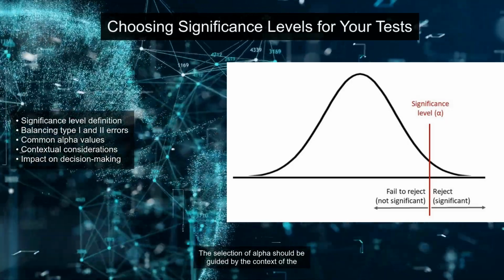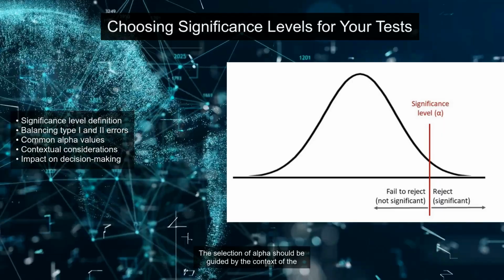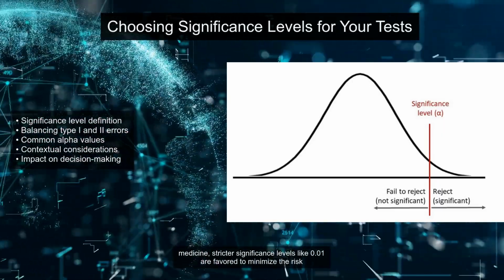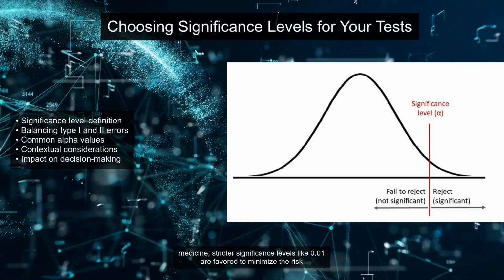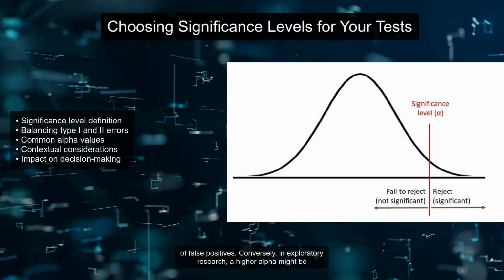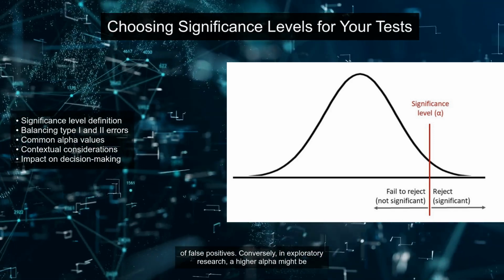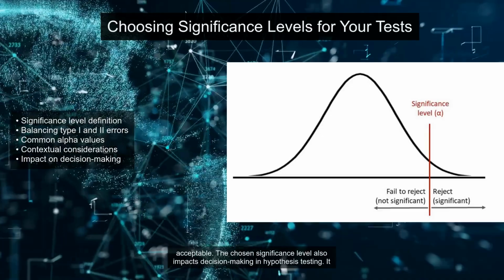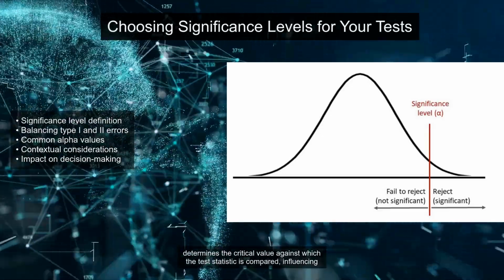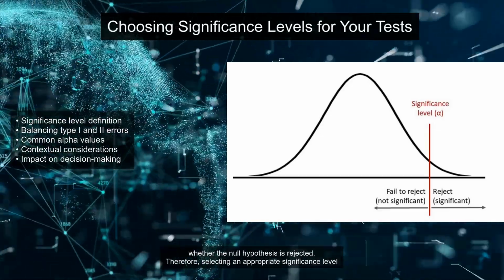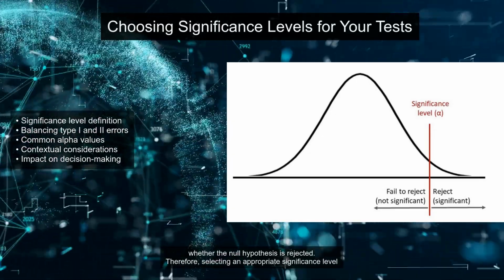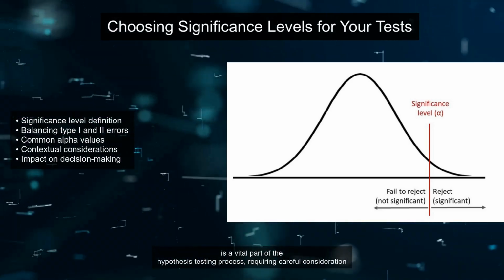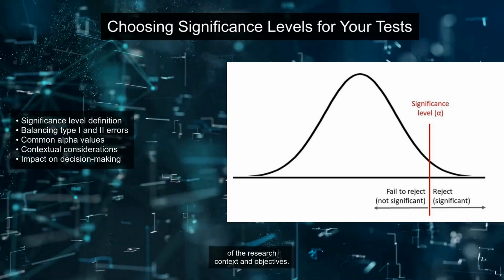The selection of alpha should be guided by the context of the research and the consequences of potential errors. In some fields, such as medicine, stricter significance levels like 0.01 are favored to minimize the risk of false positives. Conversely, in exploratory research, a higher alpha might be acceptable. The chosen significance level also impacts decision-making in hypothesis testing. It determines the critical value against which the test statistic is compared, influencing whether the null hypothesis is rejected. Therefore, selecting an appropriate significance level is a vital part of the hypothesis testing process, requiring careful consideration of the research context and objectives.